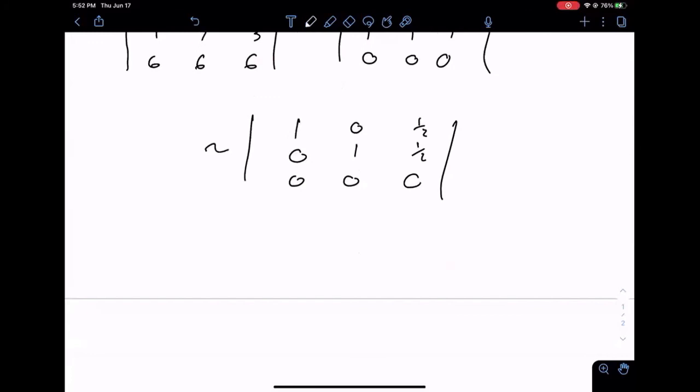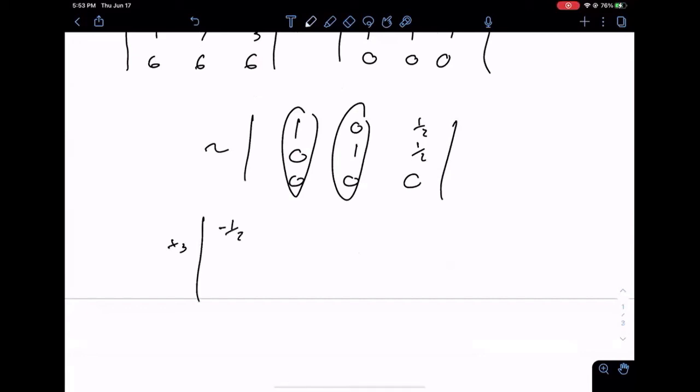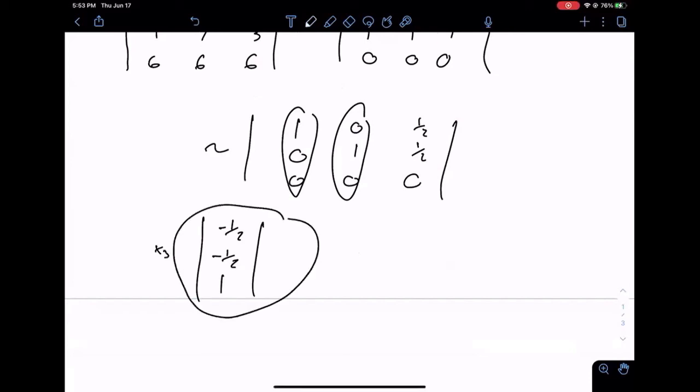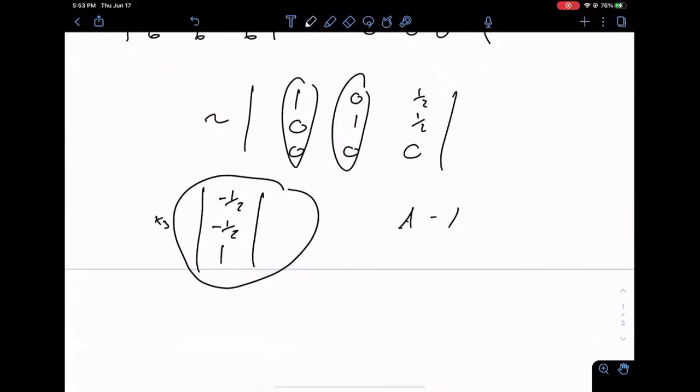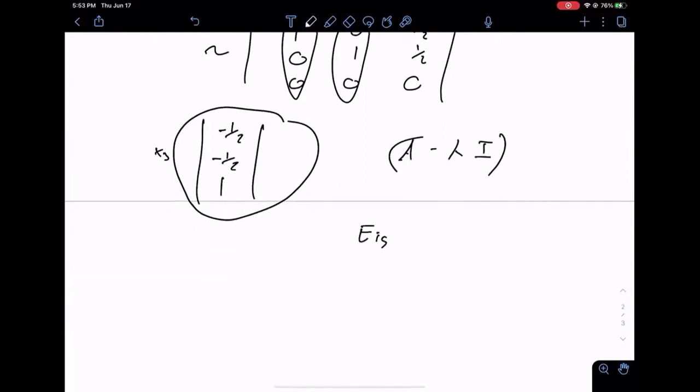Okay. In other words, I have a pivot column here, a pivot column here. x3 is free. So the solutions to my homogeneous system would be this. So this vector here is the basis for my null space for A minus lambda I, which is the same thing as the basis for the eigenspace for my lambda equals -4.